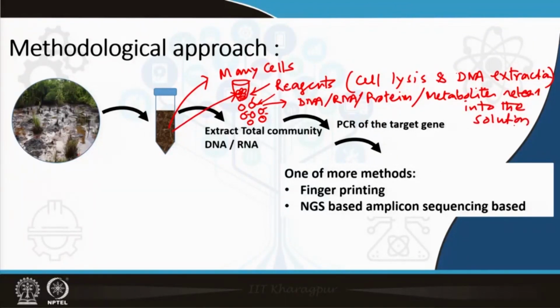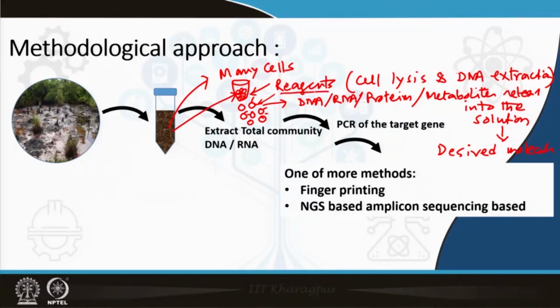Now, this solution is processed so that we get the desired molecules. Now, if we are desiring DNA, we will have the required treatment so that only the DNA is recovered. If we want to have RNA, then RNA will be recovered. If we want protein or any specific metabolites, that will be produced. So, if we want carbohydrate or lipid, that can also be produced. So, these are all based on the reagents that we select, the kind of reagents.